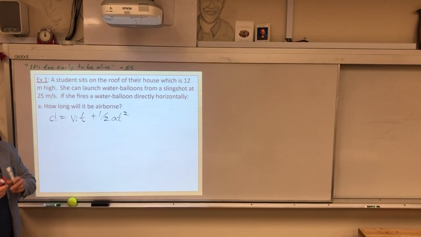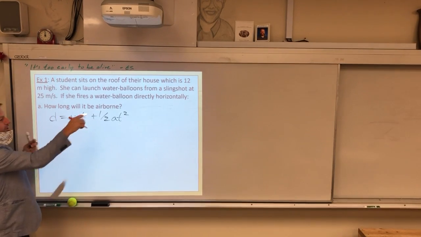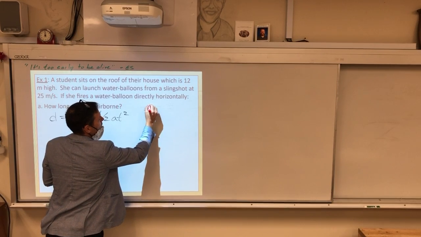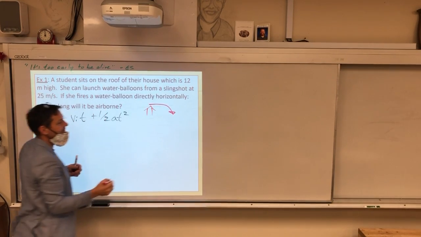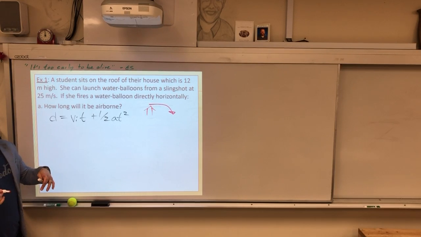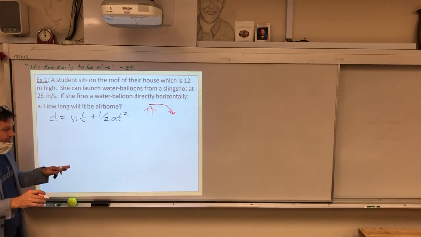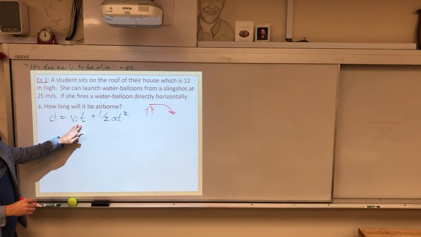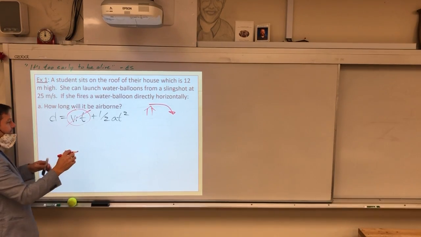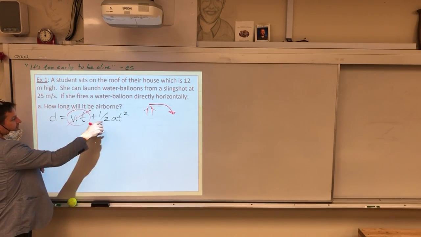She's gonna launch the water balloon straight out from her house. So this is the house, and she's gonna go like that, right? And the house is 12 meters high. Vertically, the initial velocity is 0. So what happens to v_i t? It's gone. 0 times whatever time is 0. So we're left with d equals half a t squared.